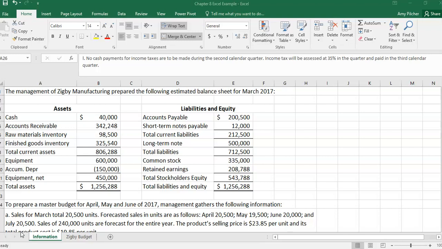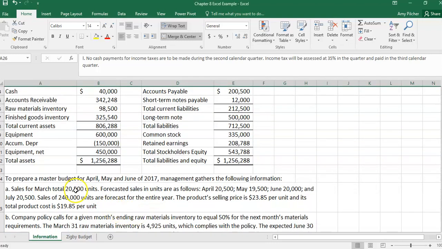The first tab that we have here in our PowerPoint presentation is just a whole bunch of information about that manufacturing company. We have their March balance sheet for end of March, and then we're going to make a second quarter operations budget. And the second quarter is going to include April, May, and June. We're going to go through each one of these pieces of information as we start preparing the budget, which is on the second tab of your Excel file.